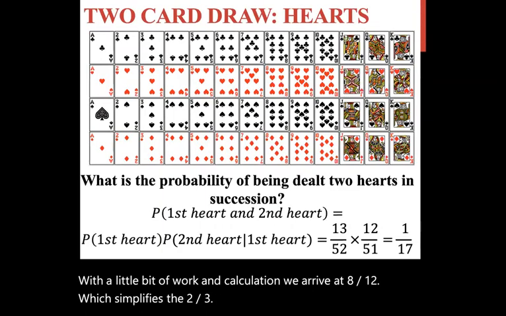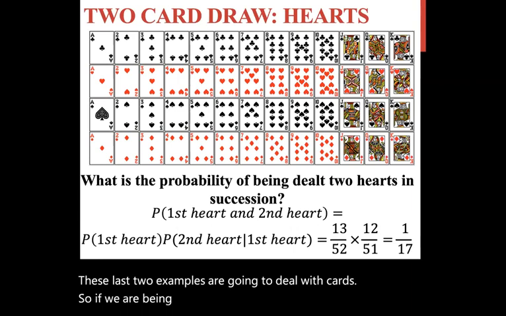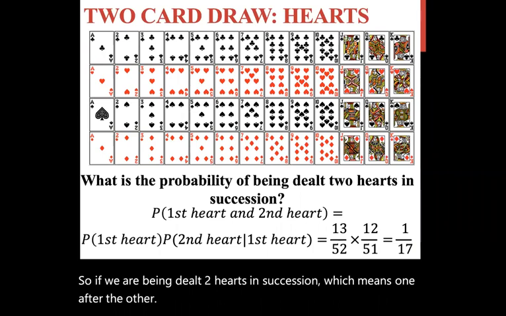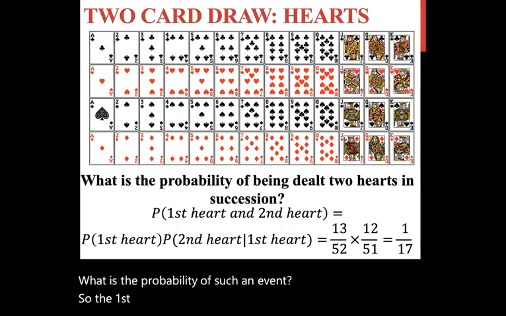Now, these last two examples are going to deal with cards. So if we are being dealt 2 hearts in succession, which means one after the other, what is the probability of such an event? So the first heart we have to calculate is 13/52 because of all of the hearts.